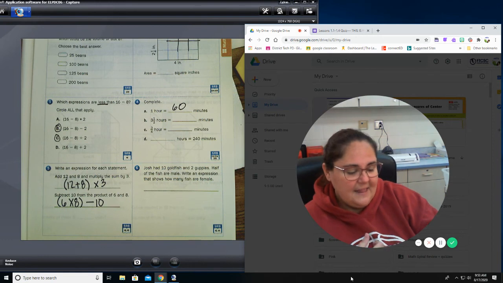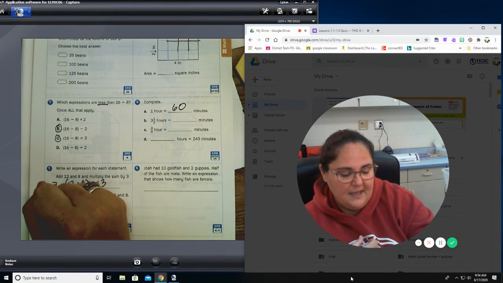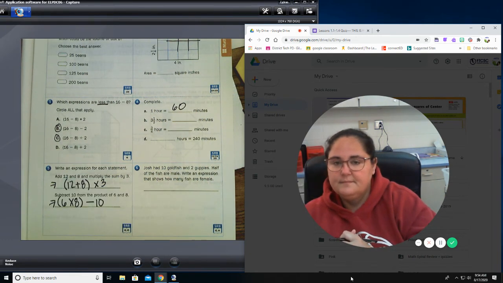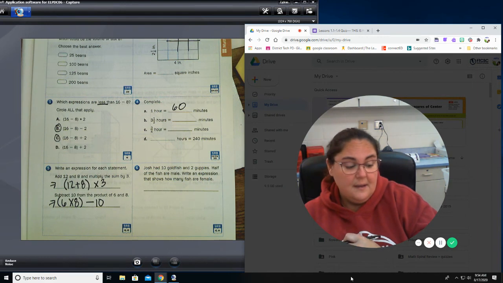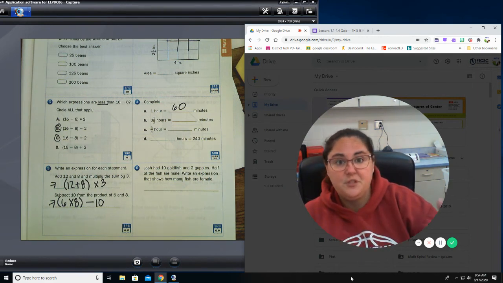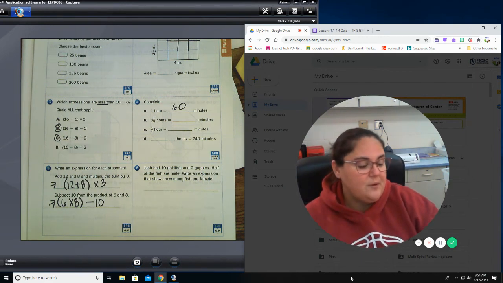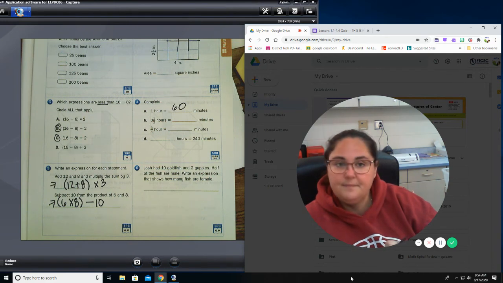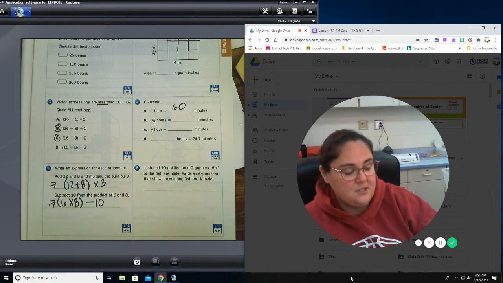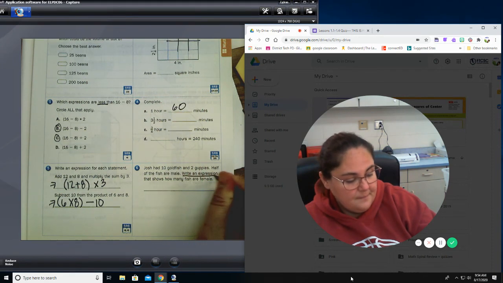All right. This is what an expression looks like. It might have parentheses. It's adding, subtracting. It doesn't have to have an answer. An expression means show me what you're supposed to do. Okay, so for number 6, it says, write an expression that shows how many fish are female. So again, you're going to write an expression. So underline that so you remember.